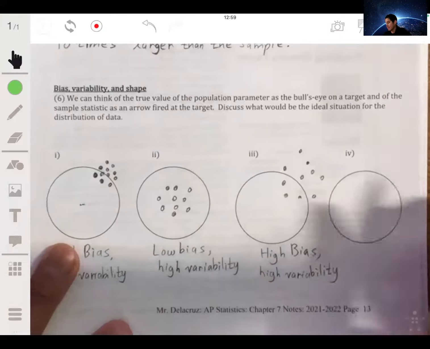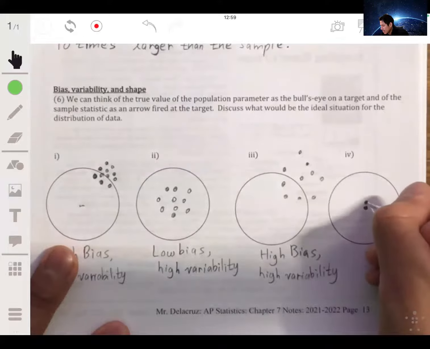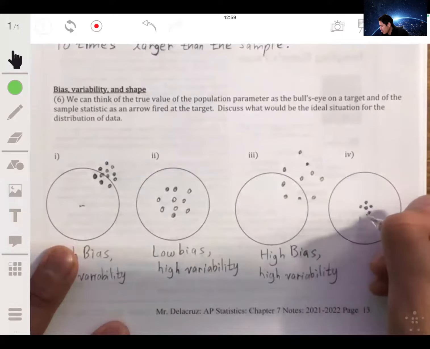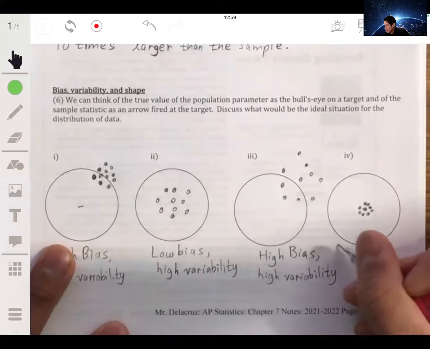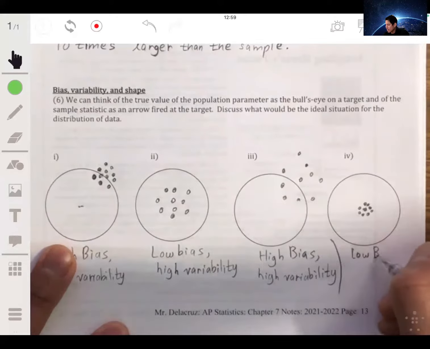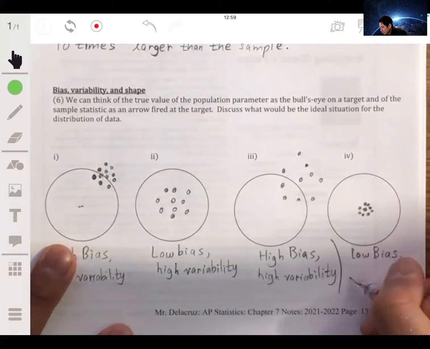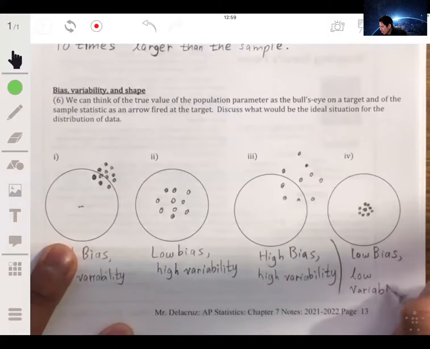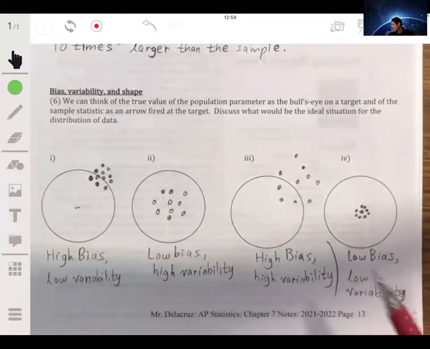What you ultimately want, as you probably understand, is low bias and low variability. You want to basically be shooting all the time near the center. So that's the ultimate goal: low bias, low variability. This is our goal. Maybe it's sports, but also in statistics, we want to conduct studies and perform statistics so we have low bias and low variability in our data.